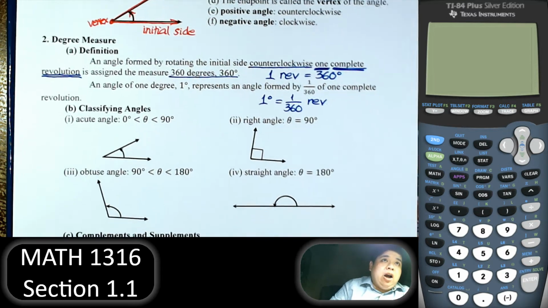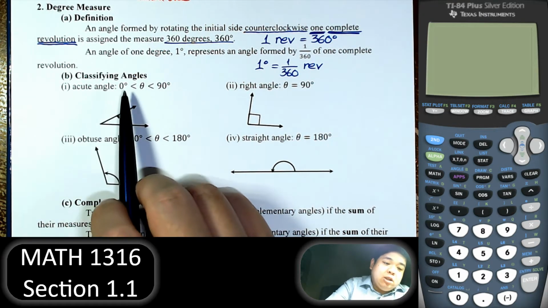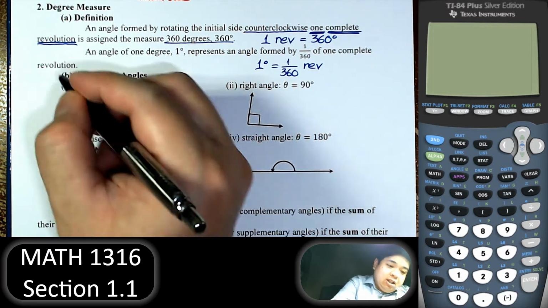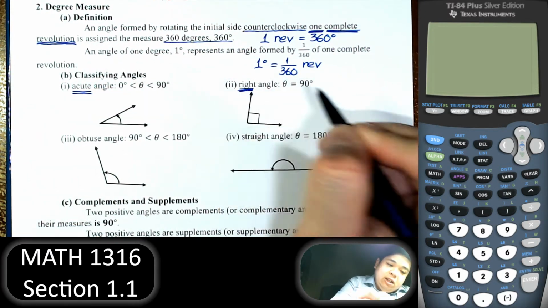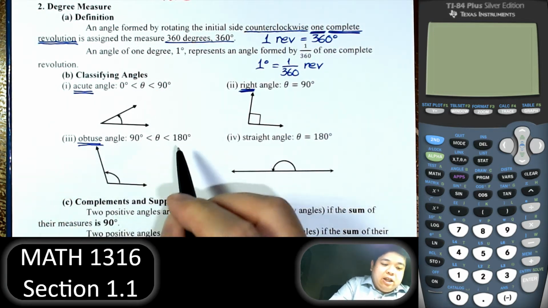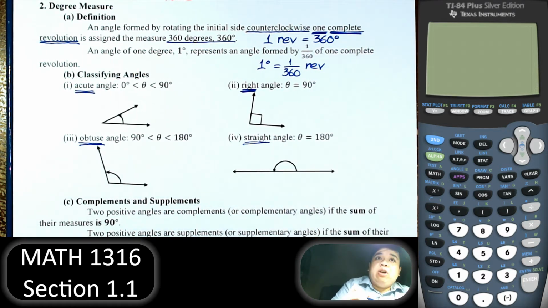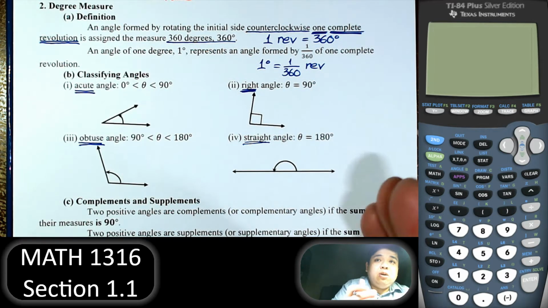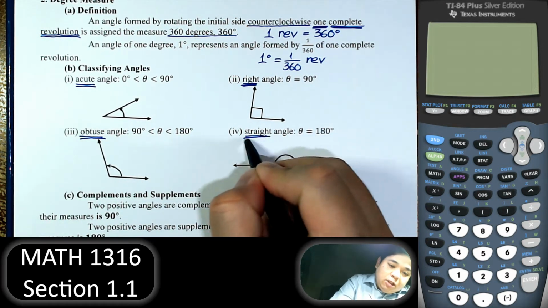Next we classify angles. An angle that is between 0 and 90 degrees is an acute angle. 90 degrees is a right angle. An obtuse angle is from 90 to 180, and a straight angle is 180 degrees. So, just some simple terminology there.